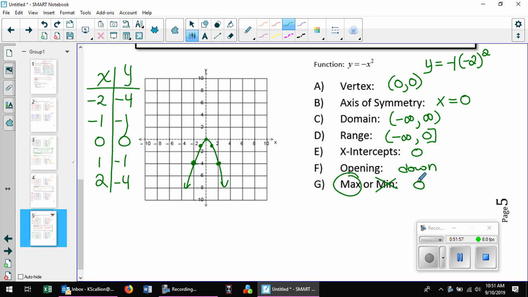So what do you notice controls the opening? The sign in front of the x squared. So if we went way back to the first one that we did, the a, if it's positive, it's going to open up. If it's negative, it's going to open down. Okay, so that was long.